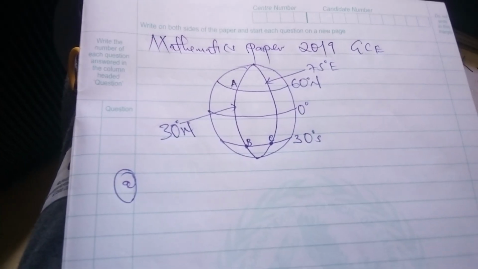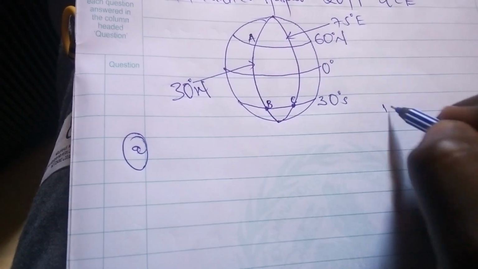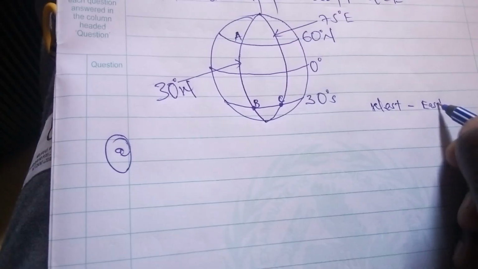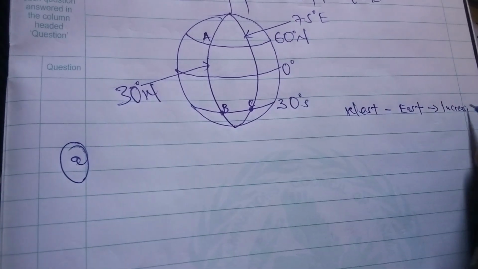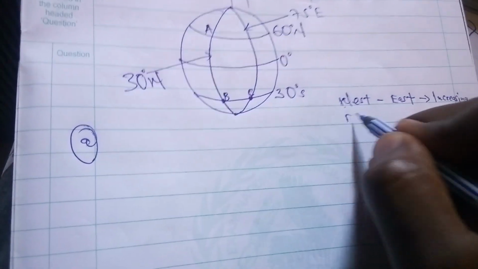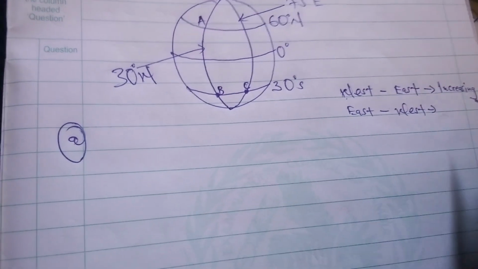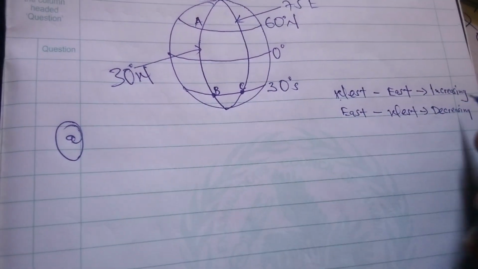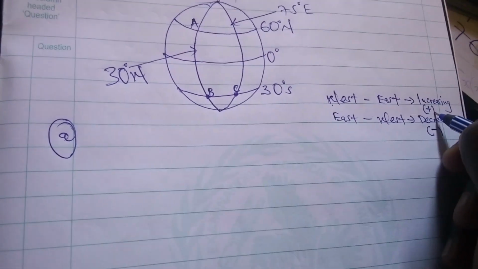One thing that you should bear in mind is that whenever someone is moving from west to east, the time keeps on increasing. And east to west, the time keeps on decreasing. That simply means that when going east you are adding, and going west you are subtracting.